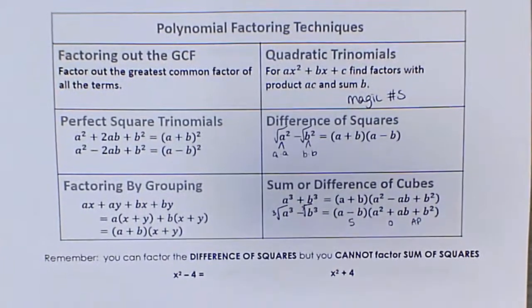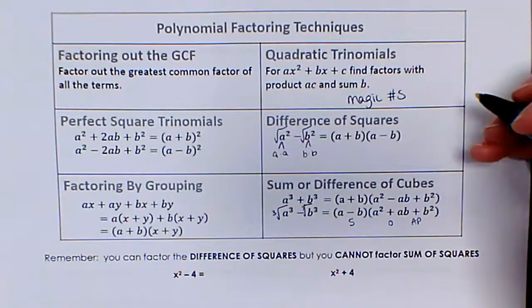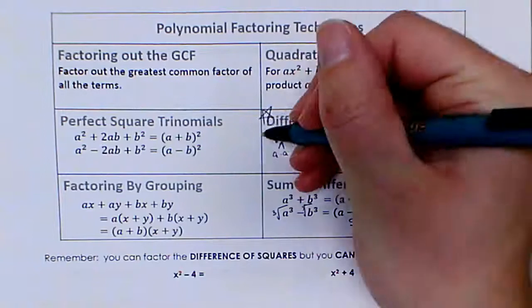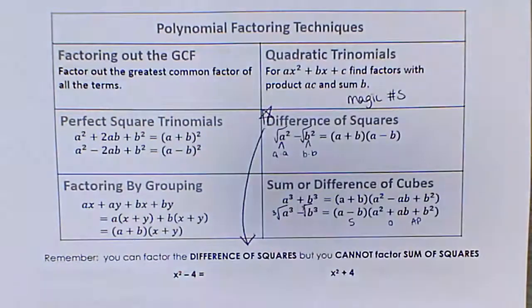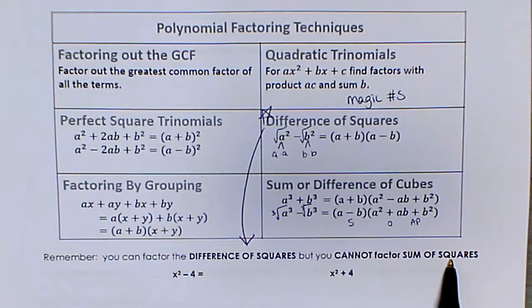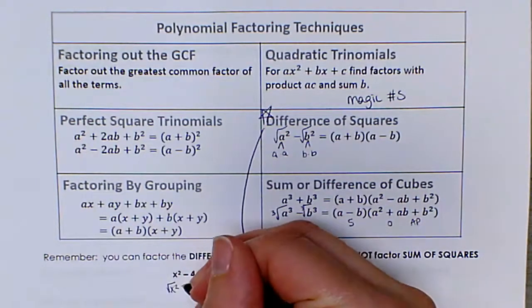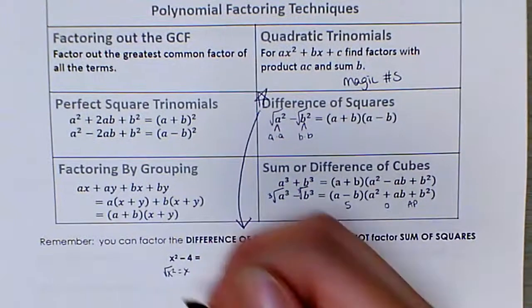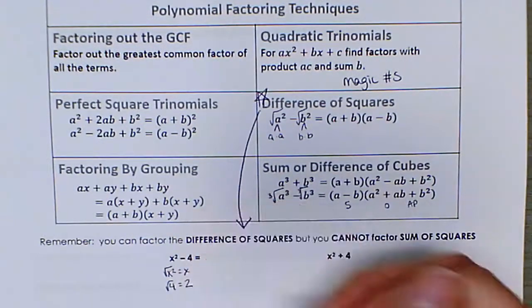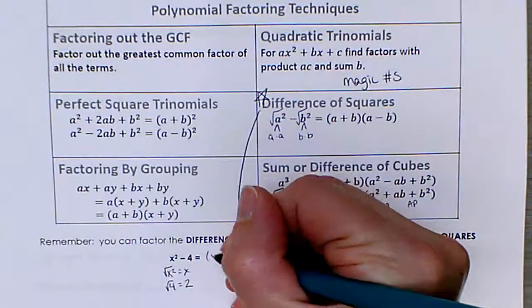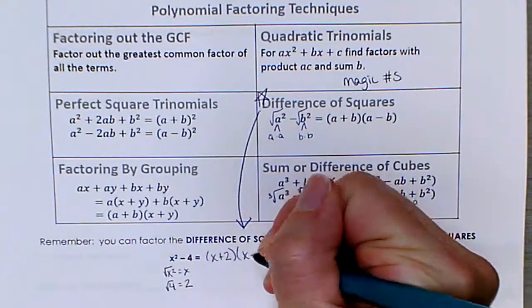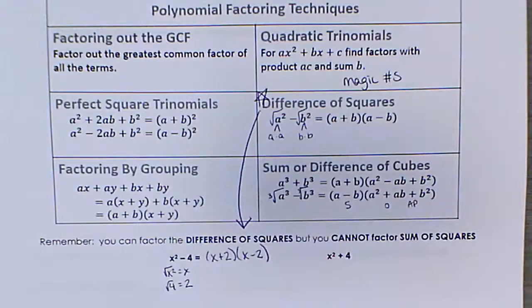Now it is also important to remember that when you're doing the difference of squares, you can factor the difference of squares, but you cannot factor the sum of squares. That is not something that you can factor. So here, I could square root x squared and get x. I could square root 4 and get 2. And so this would be x plus 2 and x minus 2.